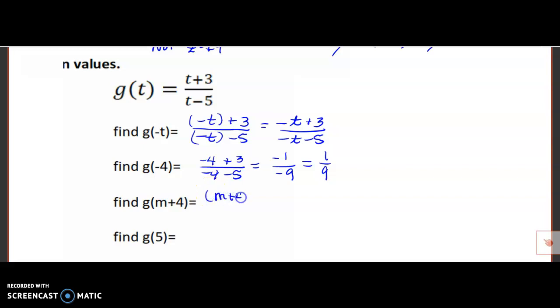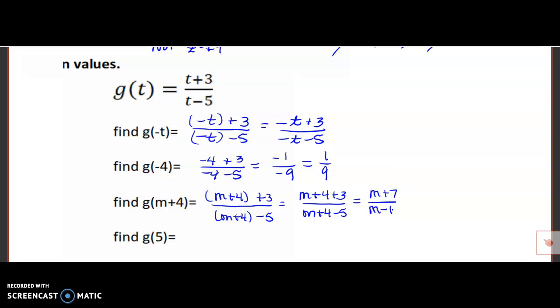Now let's replace every t with an m plus 4. So I have m plus 4 plus 3, and I have an m plus 4 minus 5. Since I'm not squaring or doing anything to the m plus 4s, those parentheses drop, and all I need to do is combine like terms. So in my numerator, I get an m plus 7. In my denominator, I get an m minus 1.